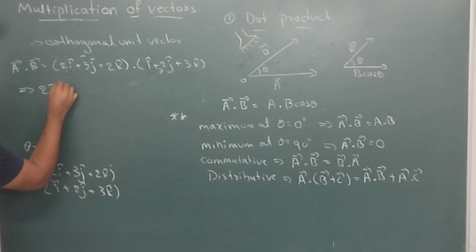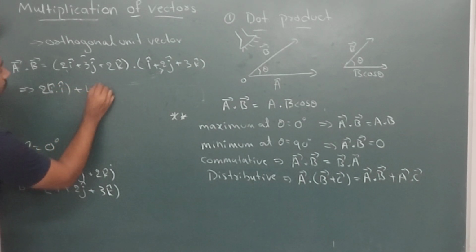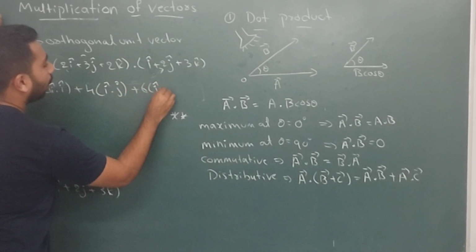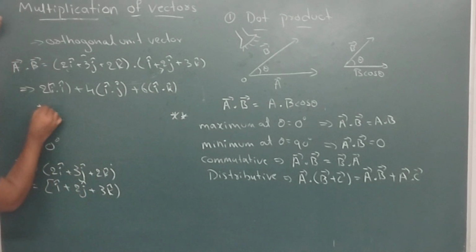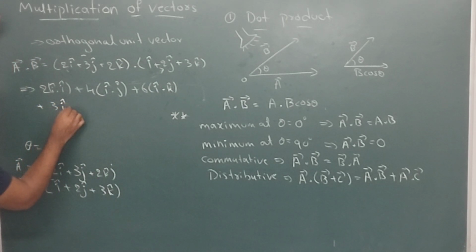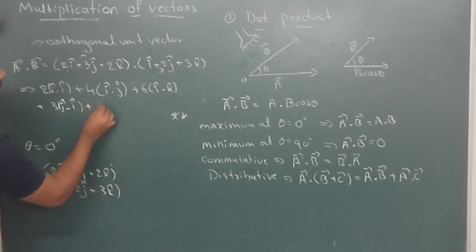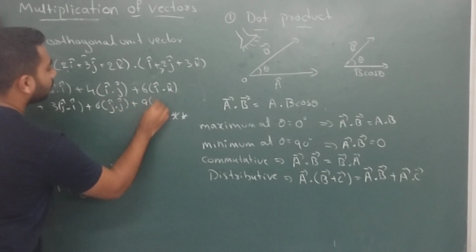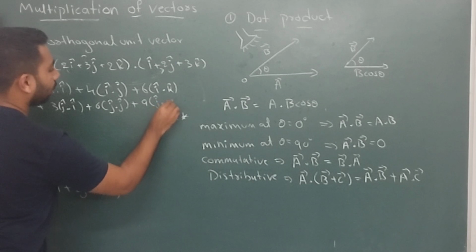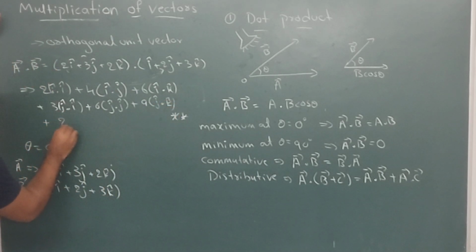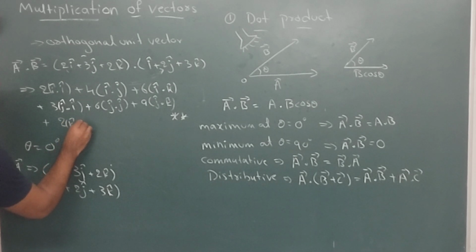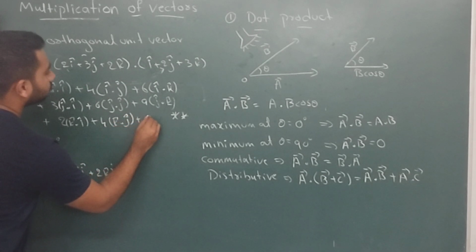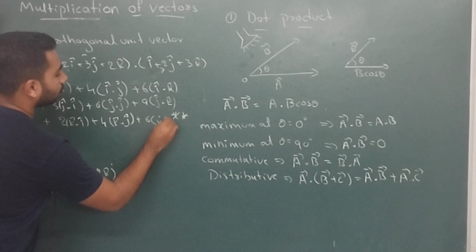2i dot i plus 4i dot j plus 6i dot k, plus 3j dot i plus 6j dot j plus 9j dot k, plus 2k dot i plus 4k dot j plus 6k dot k.